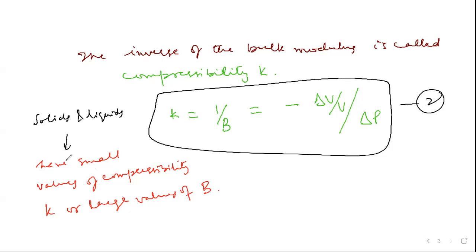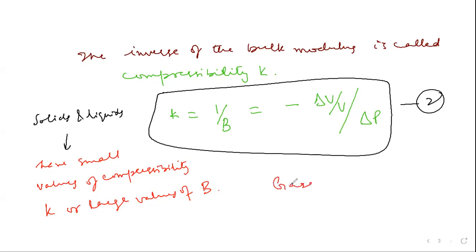Solids and liquids are relatively incompressible. They are difficult to compress. That means they have small values of compressibility K or large values of bulk modulus B. And these values are relatively independent of temperature and pressure.